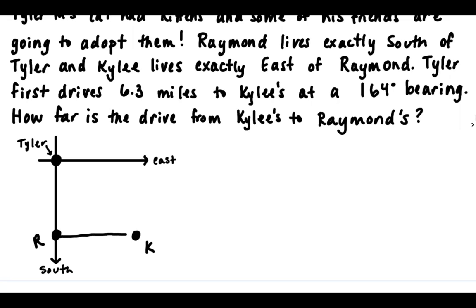Okay, now we've got our triangle, which is good because that means we can use trigonometry. Okay, and now let's start labeling the sides. So we're going to read on and start putting some blanks on the map. So Tyler first drives 6.3 miles to Kylie's. Okay, so from Tyler to Kylie is 6.3 miles. Tyler to Kylie is that blue side, and that's 6.3.